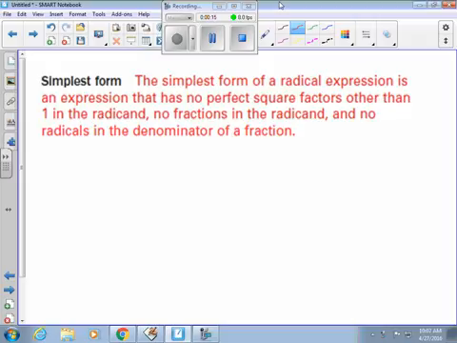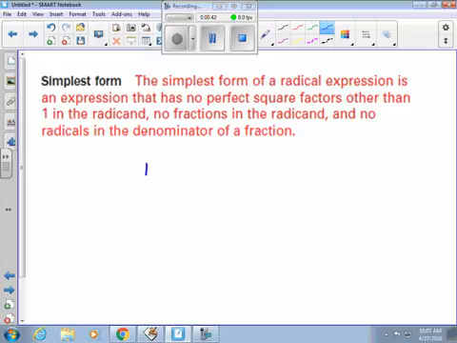The simplest form of a radical expression is an expression that has no perfect square factors other than 1 in the radicand, no fractions in the radicand, and no radicals in the denominator. So what this is saying is you have to ask yourself 3 questions to determine if something is simplified or not. If you answer no for all 3 of these, then it's considered simplified and it's finished.